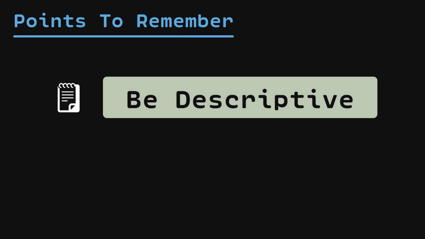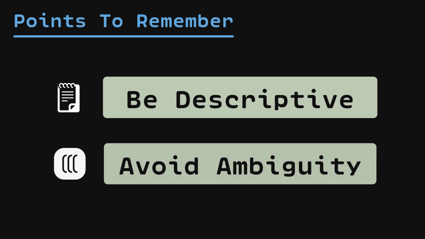When naming things in clean code, here are some important points to remember. Be descriptive by using names that accurately describe the purpose and usage of variables, methods, and classes. Avoid ambiguity by removing confusion from your names and ensuring that they leave no room for misinterpretation.